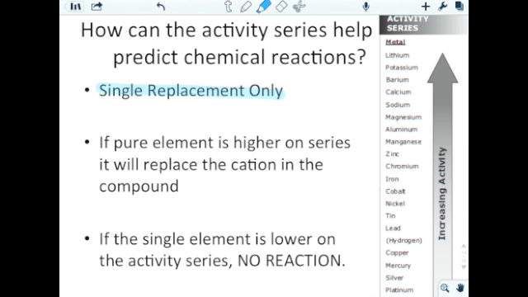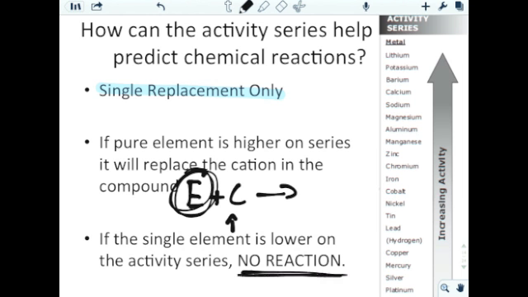If a pure element is higher on the series, it will replace the cation in the compound. So in a single replacement reaction, the element plus a compound, if the element is higher than whatever the cation is, the metal that's bonded in that compound, then the reaction occurs. If the single element is lower on the activity series, no reaction occurs.